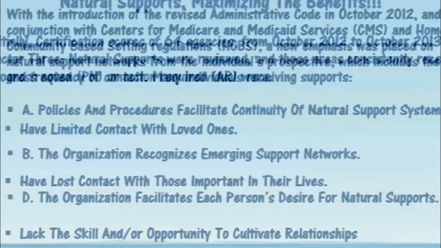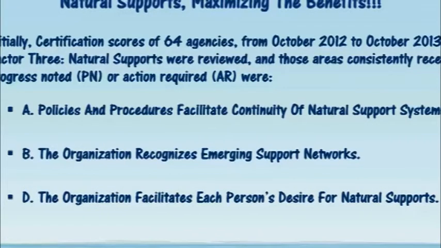When this project began, we looked at the certification site visit scores of Factor 3, natural supports, for 64 agencies from October 2012 to October 2013. There were 3 areas that consistently received either progress noted or action required. Indicator A, which addresses policies and procedures for natural support systems. Indicator B, that speaks to recognizing emerging support networks. And Indicator D, that addresses facilitating each individual's desire, type, and frequency for natural supports.